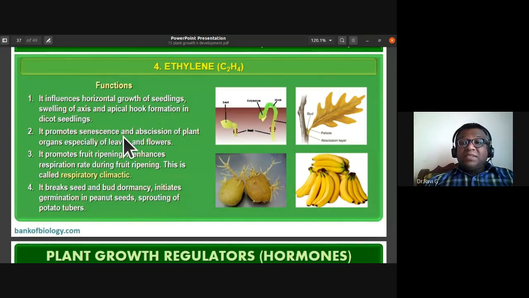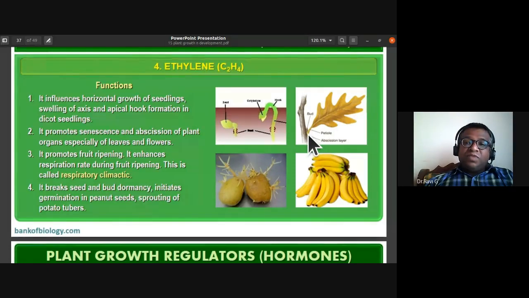It promotes senescence, which means aging, and abscission of plant organs, especially of leaves and flowers. If you look here, this is an aged leaf. It has already yellowed, so it has to get detached from the mother plant. That happens because of the formation of the abscission layer. So the ethylene gas promotes senescence, that is aging, and formation of the abscission layer in plant organs, especially the leaves and flowers.